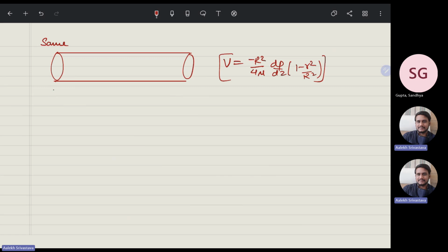The assumptions would be the same: steady state, fully developed, no body force, okay, and no slip boundary condition will be valid. So if you solve this, you will get this velocity profile.